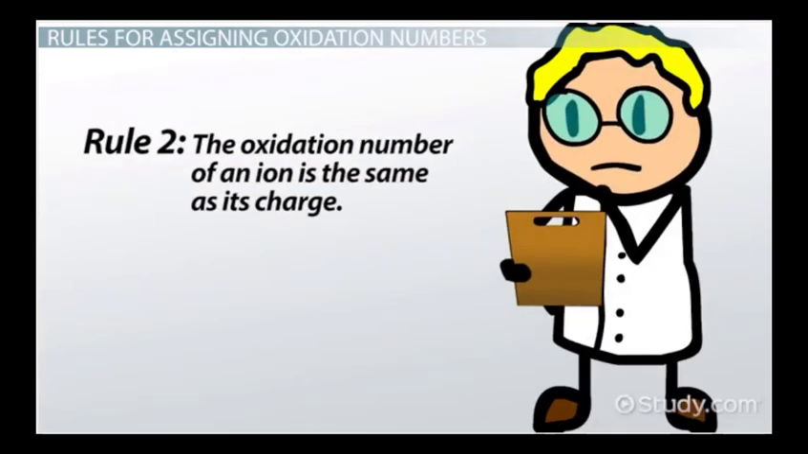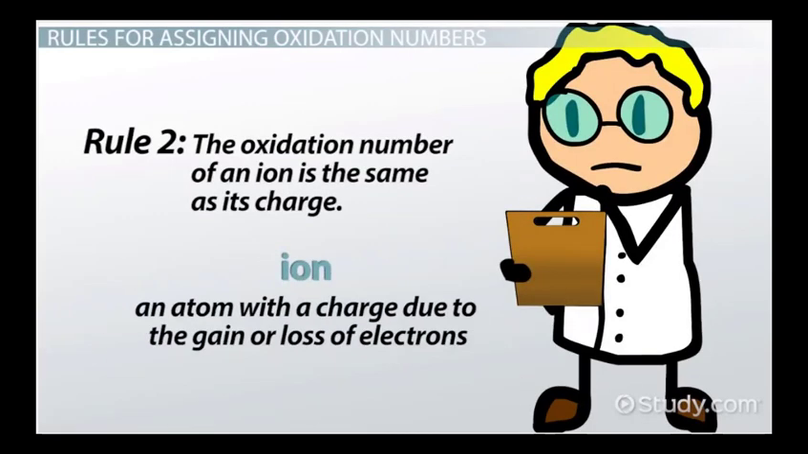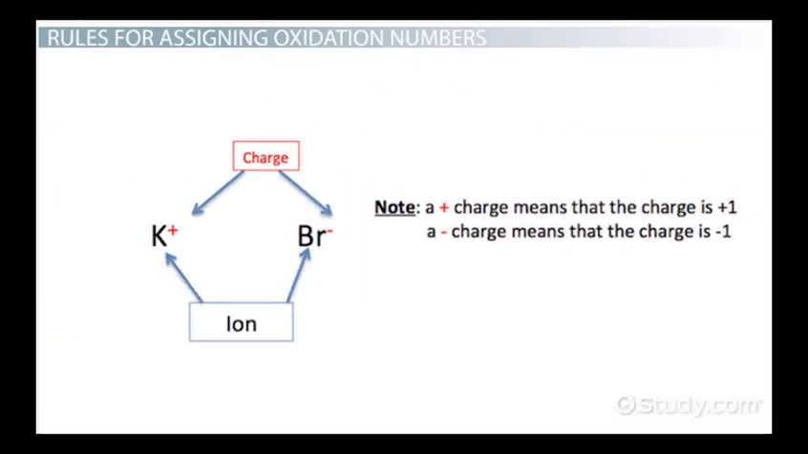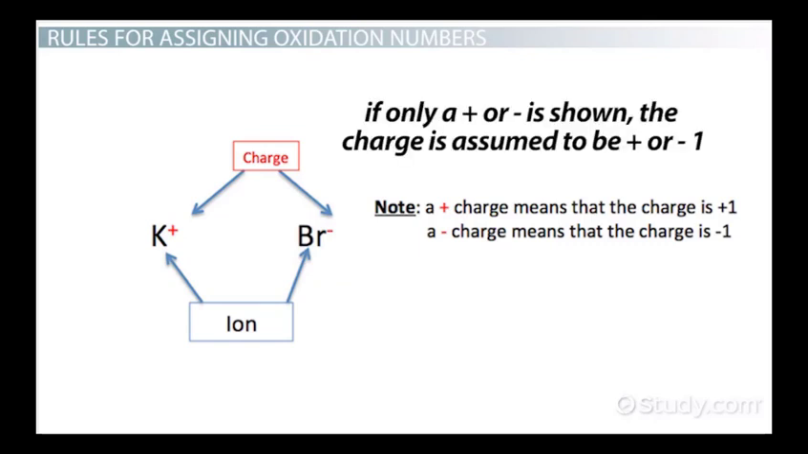Rule 2. The oxidation number of an ion is the same as its charge. An ion is an atom with a charge due to the gain or loss of electrons. The charge is indicated as the superscript after the atom. If an atom has this, then this means that it is an ion. For example, the potassium ion has a +1 charge, so the oxidation number is +1. For the bromine ion, the charge is -1, so the oxidation number is -1. It is important to note that if only a positive or negative is shown, the charge is assumed to be +1 or -1.